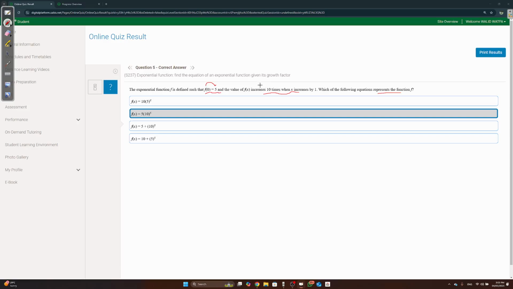Okay, it's increasing every time by 10 times. Okay, so p0 is what? 5. Your growth rate is 10. And you put x outside. So easy. Question 6.